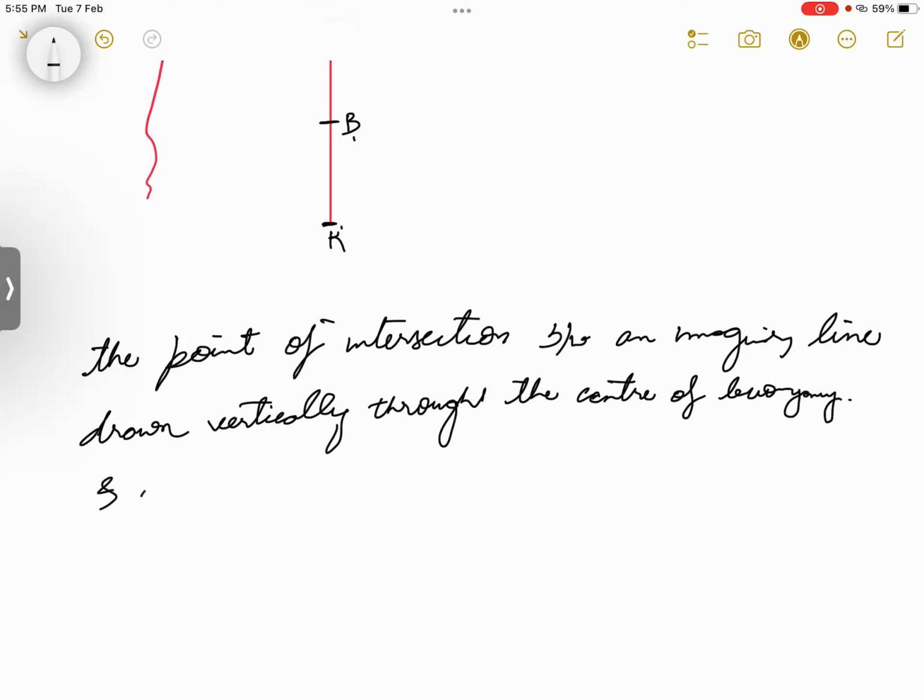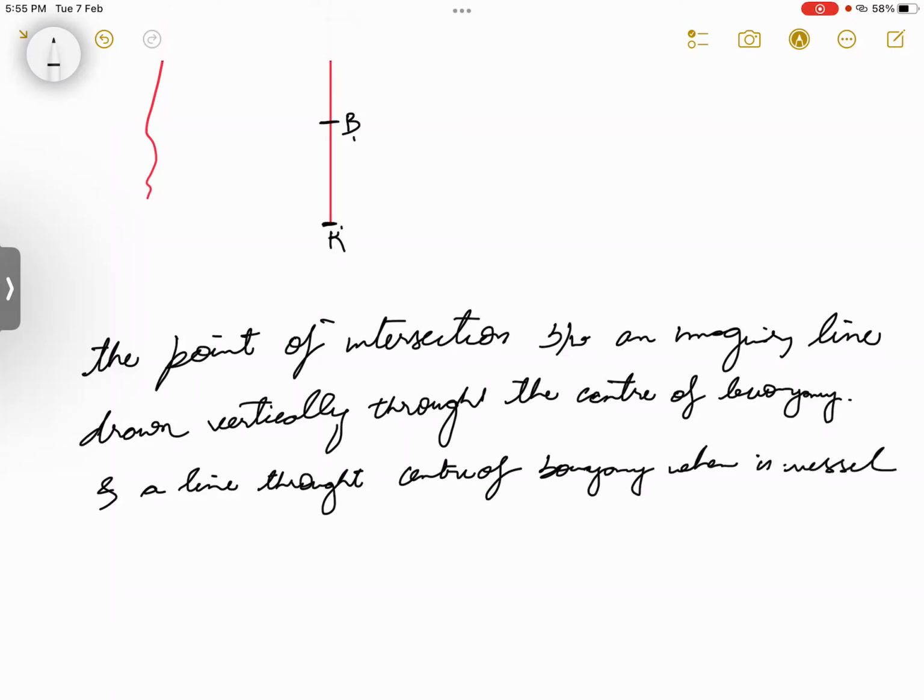And a line through the center of, and the line through center of, again buoyancy when the vessel is tilted, sorry, center of buoyancy. Buoyancy's spelling is my issue. Buoyancy when the vessel is at an angle or is tilted, right?